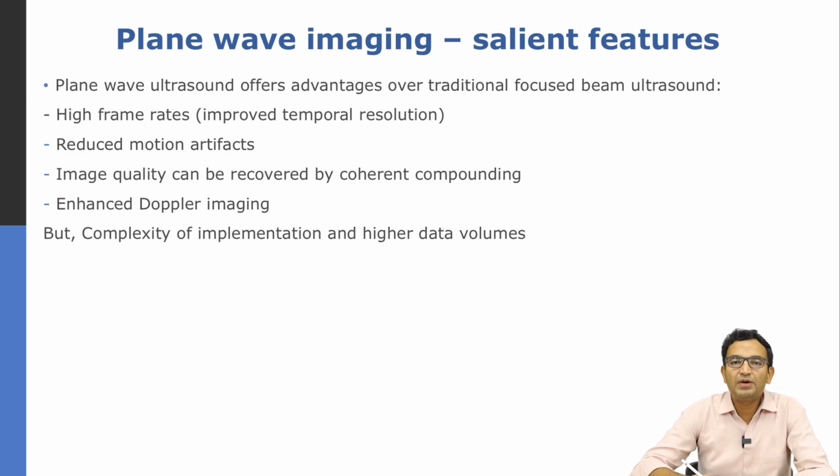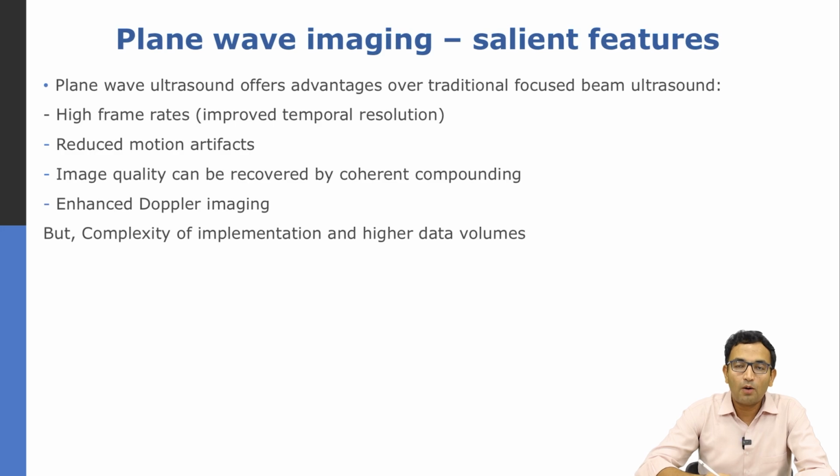You can recover imaging quality to an extent by coherent compounding, and when applied to Doppler imaging, there is a technique called ultra fast Doppler. Plane wave transmissions are also called ultra fast imaging because of the capability to get high frame rates. So, depending on the depth of imaging, you can also attain 10,000 frames per second. That is why the name ultra fast.